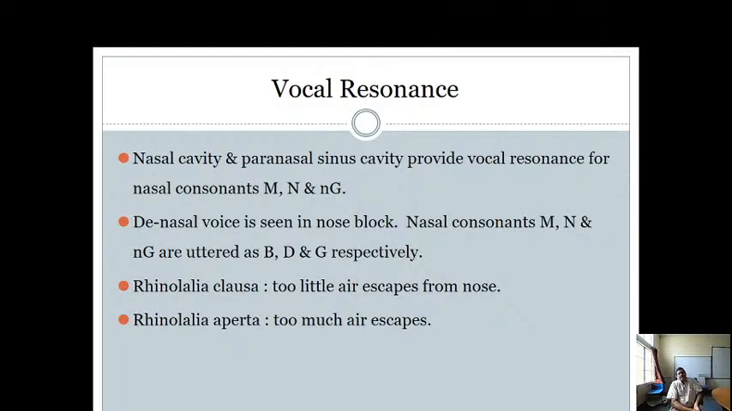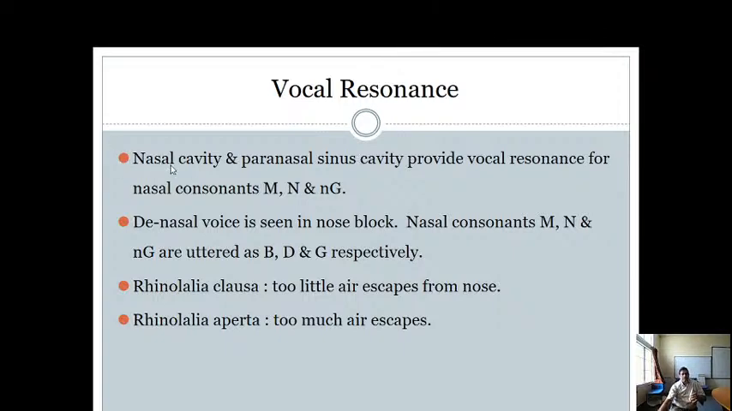Then we go to the next topic, which is the vocal resonance. This is particularly by the paranasal sinuses, which are filled with air. Just like a guitar, wherein there is a chamber where the air vibrates and produces that sound. Without that chamber, you can only feel the vibrations, but you can't hear the sound.